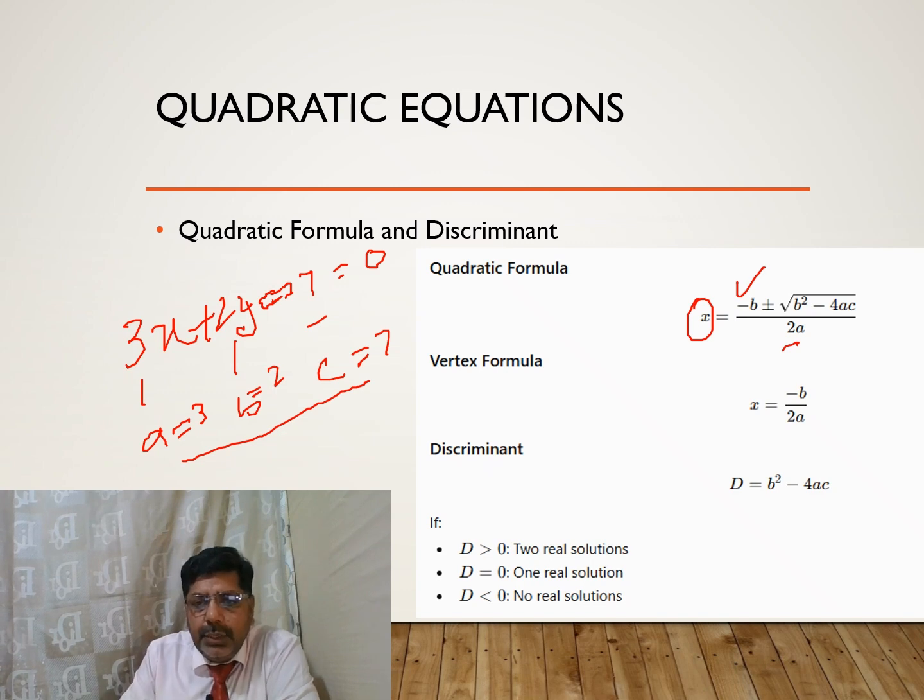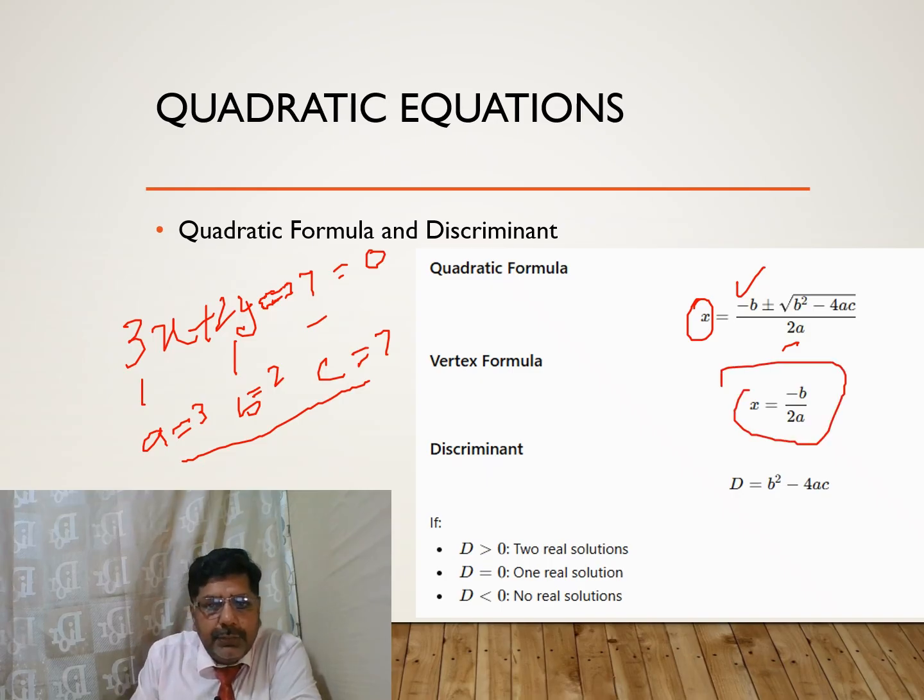Although calculators are available on much of the SAT, this formula remains extremely important when you understand it. It's very important. And then there is the vertex formula, which is minus b over 2a. And after the vertex formula, we have the discriminant formula, which is b squared minus 4ac.